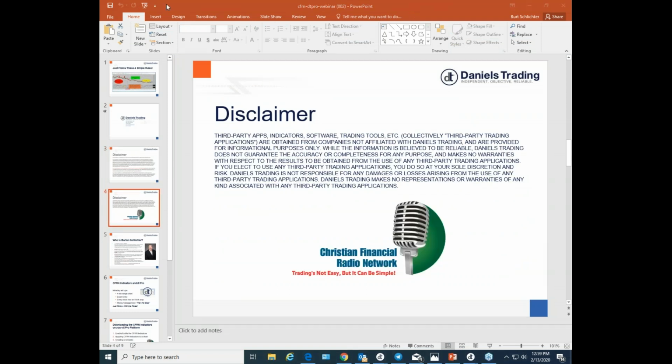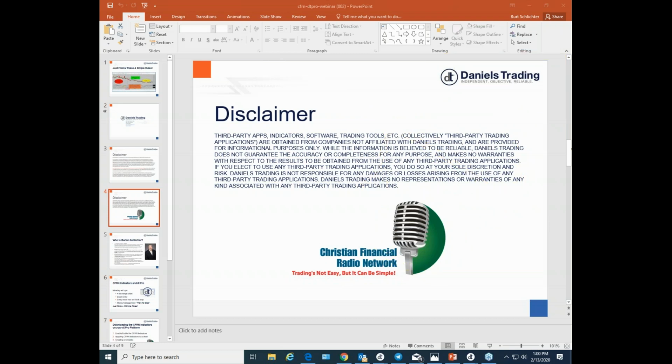template number 2. Okay, which is this. Basically, this highlights my relationship with CFRN. I am Bert. I'm with Daniel's Trading. Okay. No, I don't work for CFRN. And Michael and Dwayne at CFRN do not work for Daniel's Trading. Okay. There is a brick wall in front of us. There has to be.